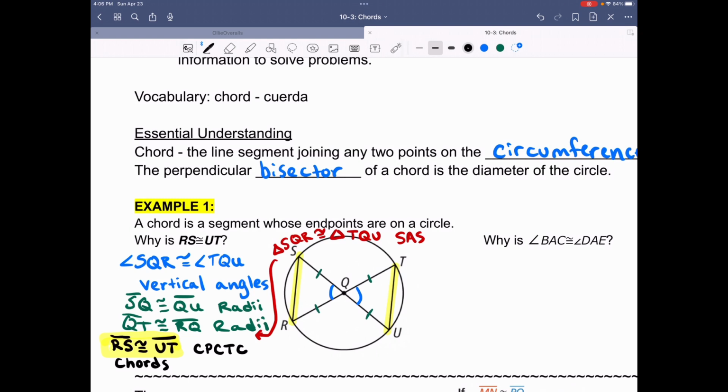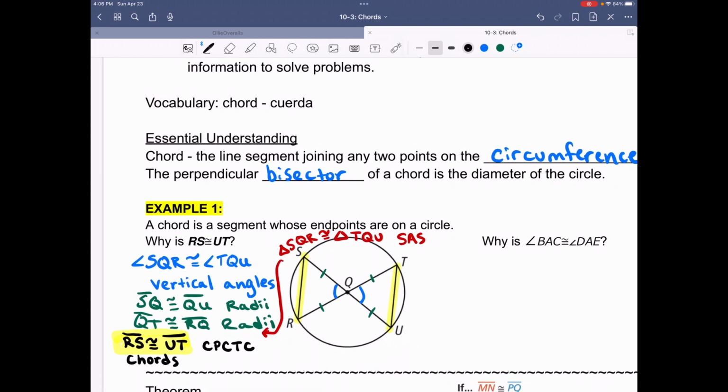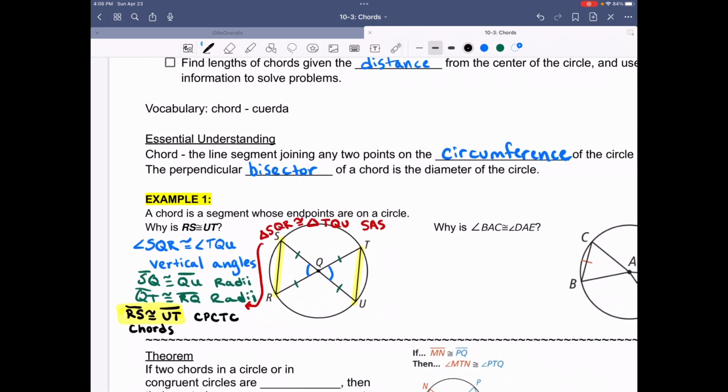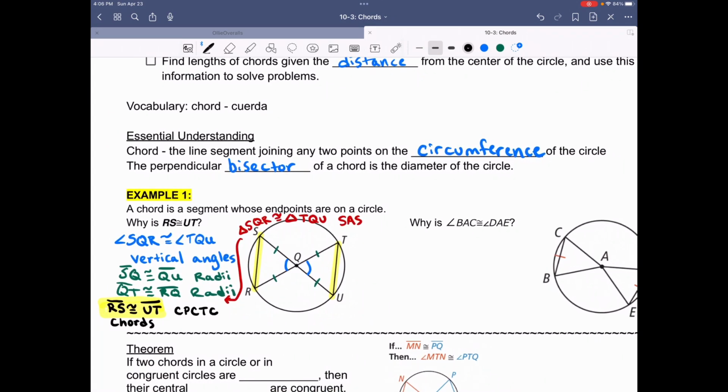And now you can say that that's true for all chords. We're going to get to that theorem in a bit, but if the chords are congruent, then they're the same distance from the center.